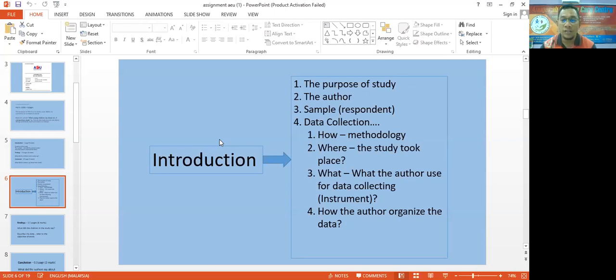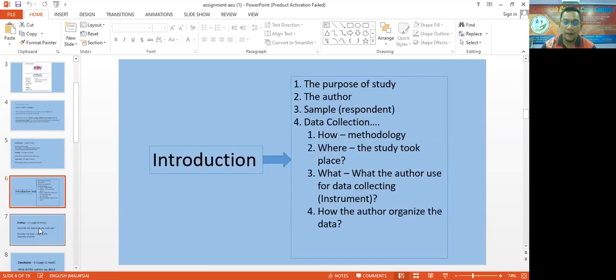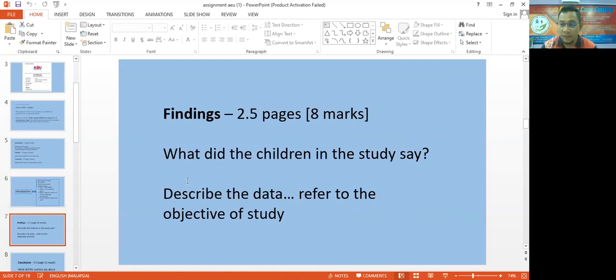You need to know where the study took place. You need to know what the author used for data collecting. What is the instrument? Is it a checklist? Is it a survey? Interview, and so on. Then how the author organized the data. You need to know that, and you write it in the introduction part. You just write how many pages? 4 pages only. Then you need to write about 2.5 pages for the findings.